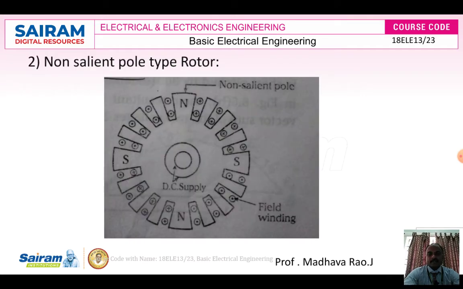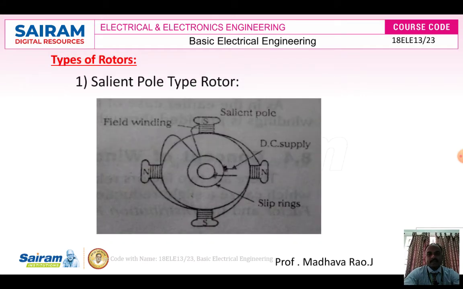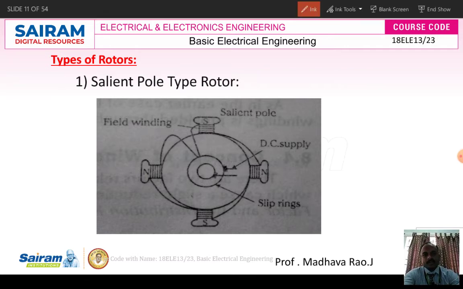Next, coming to the types of rotors, we use two types: one is the salient pole rotor, and the other is the non-salient pole type rotor. Coming to the salient pole type rotors, the poles are projected outside the outer surface of the rotor. Here we can see the poles projected from the outer surface: south pole, north pole, south pole, and north pole. This is the rotor surface, so the poles are projected outside the surface of the rotor.